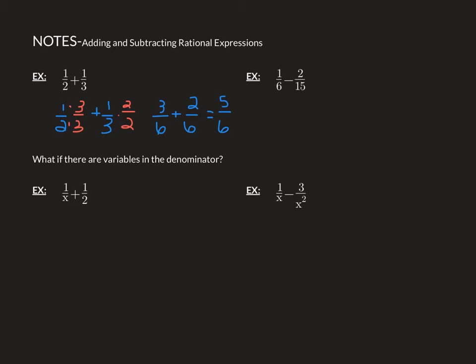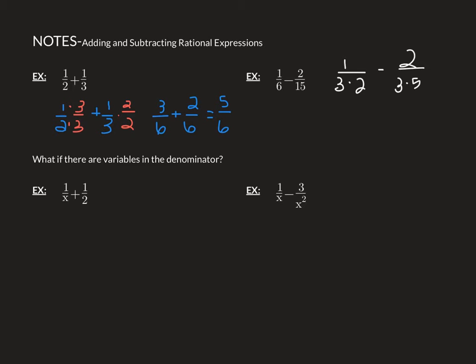Okay, so for example, if we look at 1/6 minus 2/15, I'm going to look to see if there's any common factors between these two. Meaning, can I rewrite 1/6? Well, what if I rewrite 1/6 as 1 over 3 times 2? Do you agree that that says the same thing as 1/6? And if I rewrite 15 as 3 times 5, do you see how they share that 3 in common?